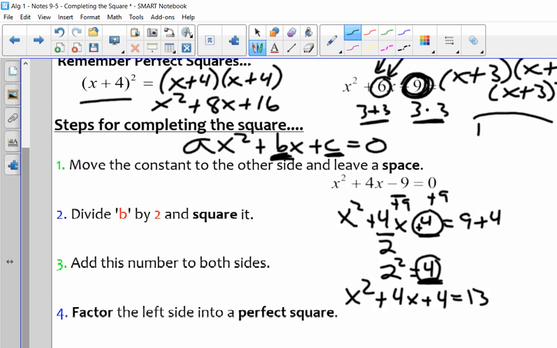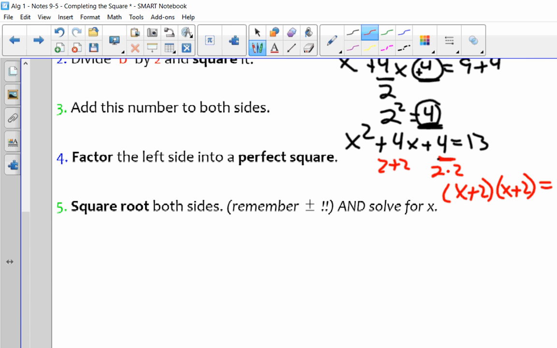Now let's go back to the little review that we did. Is 4 perfect? Yes, it is. It's 2 times 2. And 2 plus 2 gives me the middle number. So now I can factor it into x plus 2 times x plus 2. And I have this 13 on the other side. So that's step 4. Okay. So we used the little review that we had before.